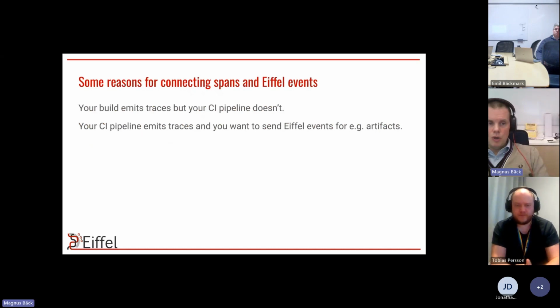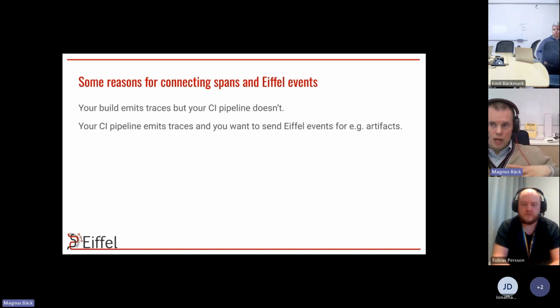And in the second case, if you have traces from your pipeline and you want to have Eiffel events for artifacts, it's sort of the boundary. You would want to connect your artifact to whatever span you get from your CI pipeline. So in the case where you have a whole tree of activities, I don't think there's any reason to have both Eiffel events and spans for everything. It's more connecting the boundaries.